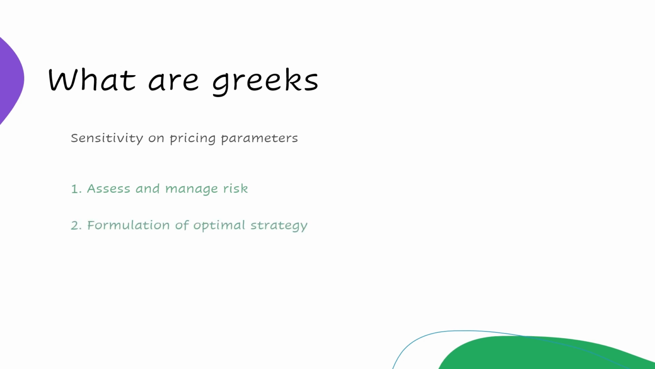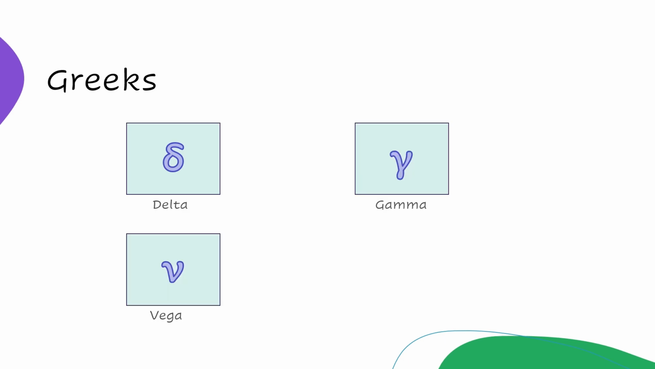More importantly, option Greeks can help traders to formulate option trading strategies by choosing optimal tenor and strike that fit the investment purposes. There are four main Greeks traders need to understand before trading options: delta, gamma, vega, and theta. Each of them measures different sensitivity.